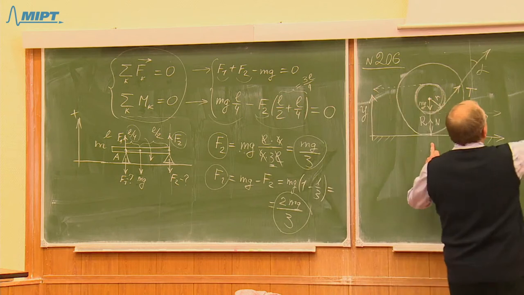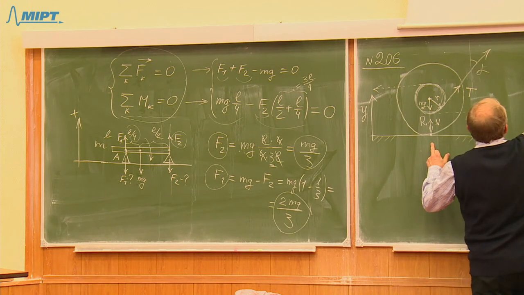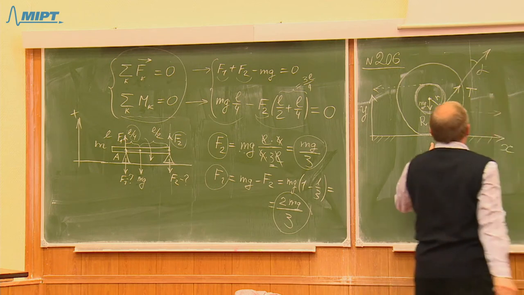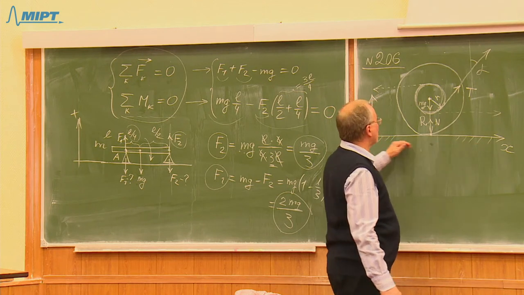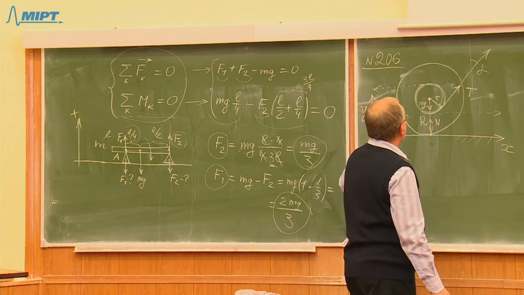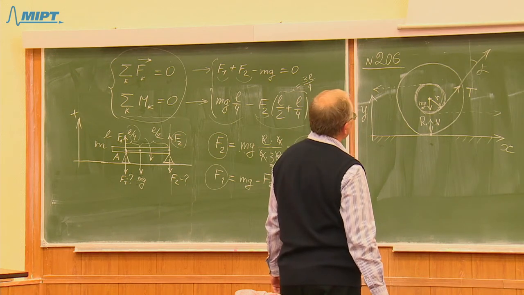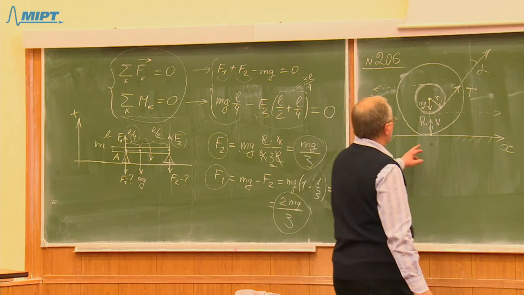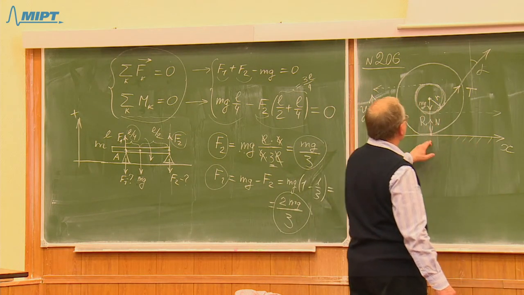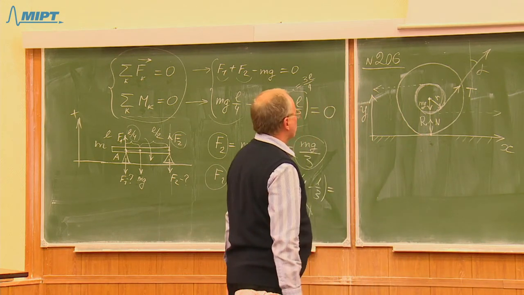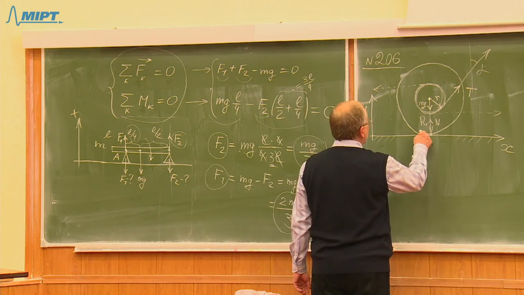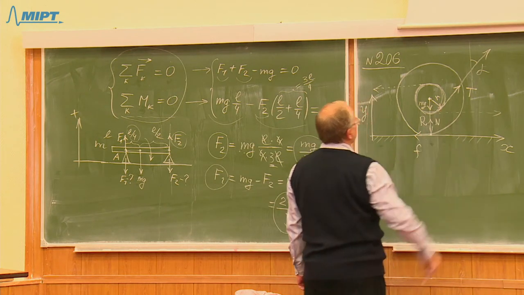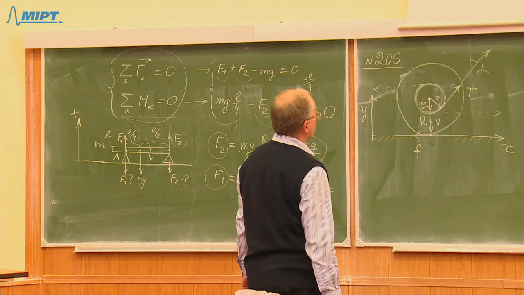So first we consider the horizontal components of all forces, or the projections of all forces on axis x. Well, now it occurs to me that the force of friction must somehow be present here. There must be some force of friction anyway. Otherwise, we will not obtain a condition of static equilibrium.